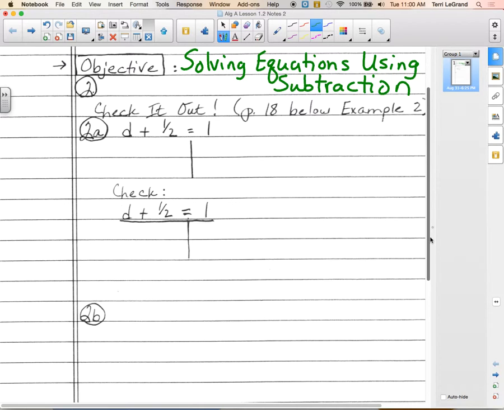I wrote down the equation for us for 2A. D plus 1/2 equals 1. What would we do to get that one solved, Noah? Minus 1/2 on both sides. Yeah, we would subtract. Since 1/2 is being added, we would subtract 1/2 from both sides.